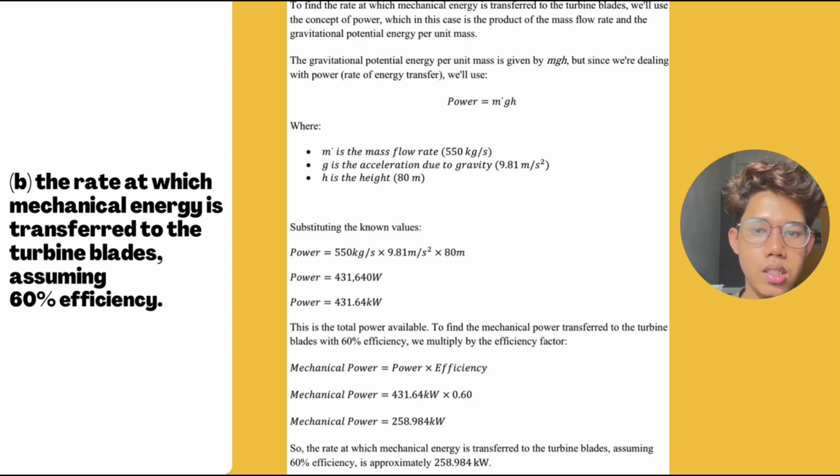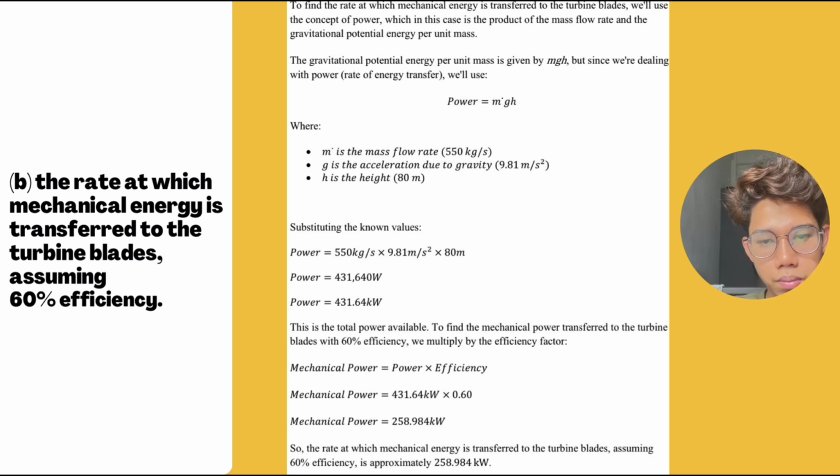The gravitational potential energy per unit mass is given by mgh, but since we are dealing with power, the rate of energy transfer, we will use power equal to ṁgh, where ṁ is the mass flow rate, which is 550 kg per second. g is the acceleration due to gravity, 9.81 meters per second squared, and h is the height, 80 meters.